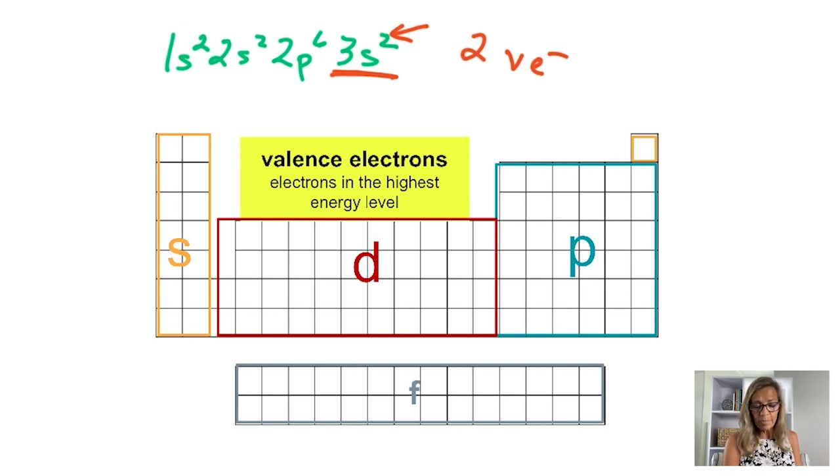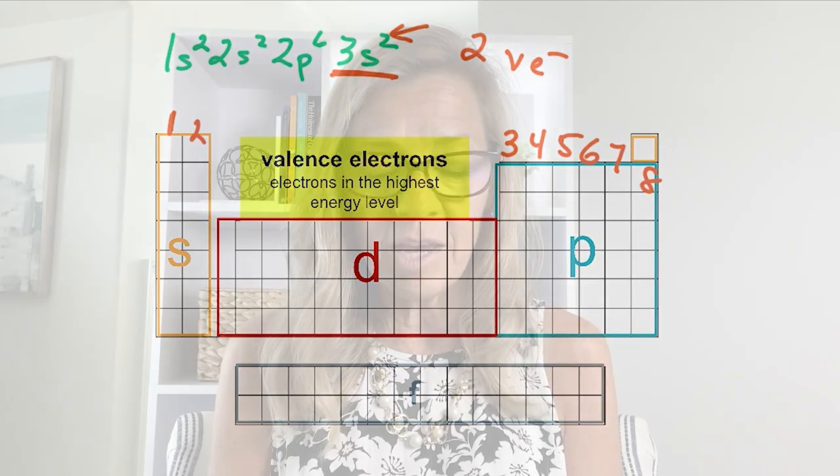All right, so everybody in this first column has 1 valence electron. The second column, 2. Coming over here, we've got 3, 4, 5, 6, 7, and 8. 8 valence electrons. This is going to be really important when we get to bonding. So hang on to this fact. Skip the D and F block. There's a different situation there.